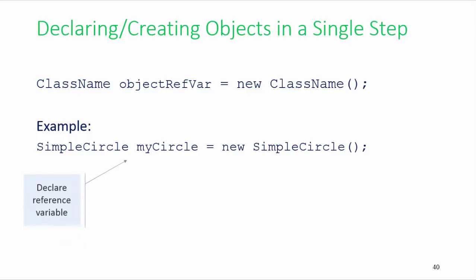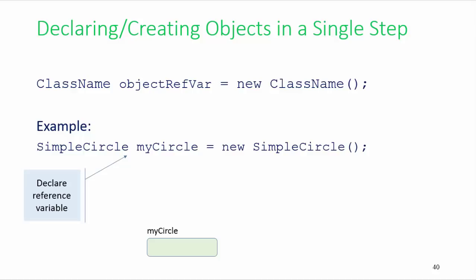What creates an object is when you do things like this. In this example, we have the typical line where you do everything in one shot. You define myCircle. So that's what's happening here. I define the variable myCircle. That's the first step. So myCircle comes into existence in memory, but it's just a reference variable.